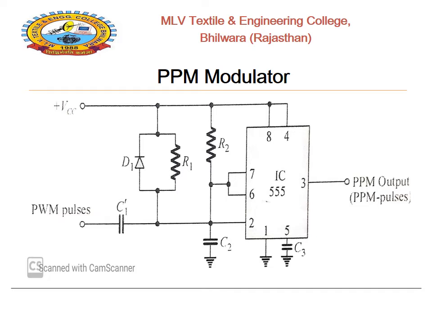So ultimately, C1 dash and R1 work as a differentiator, which generates two spikes, positive and negative, given to the diode D1. Diode D1 always works as a switch, so it will bypass the positive spikes, and the negative spikes are given to the IC555 timer to trigger the monostable multivibrator, and that will generate the PPM pulses.